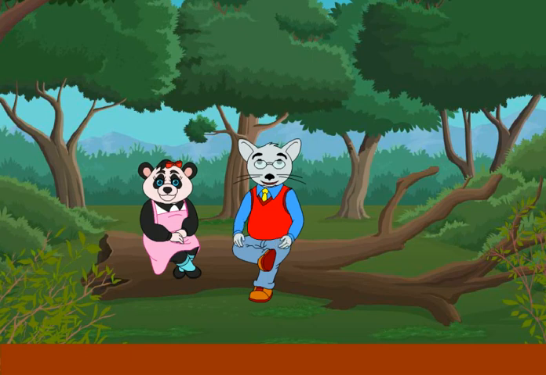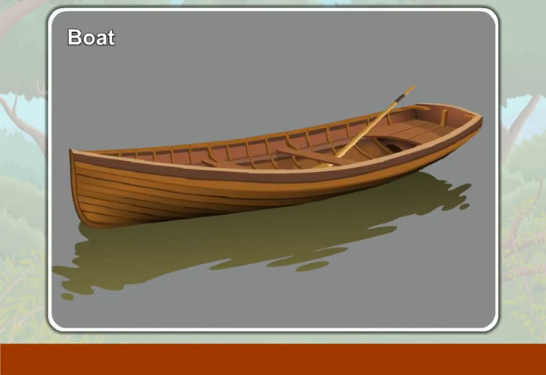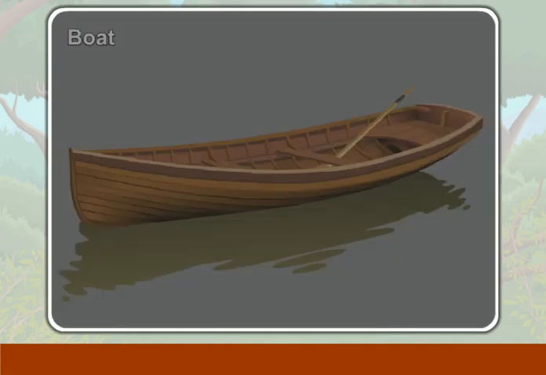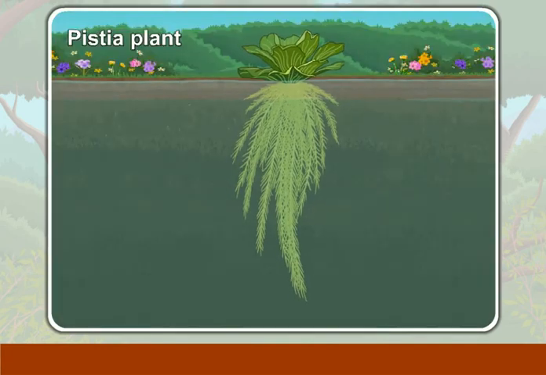Do you enjoy boating? Obviously, you do. The boat floats to move on the surface of the water, doesn't it? Now, have a look at this water hyacinth. Like a boat, a water hyacinth, too, floats on the surface of the water. A pistia also floats on the surface of the water.